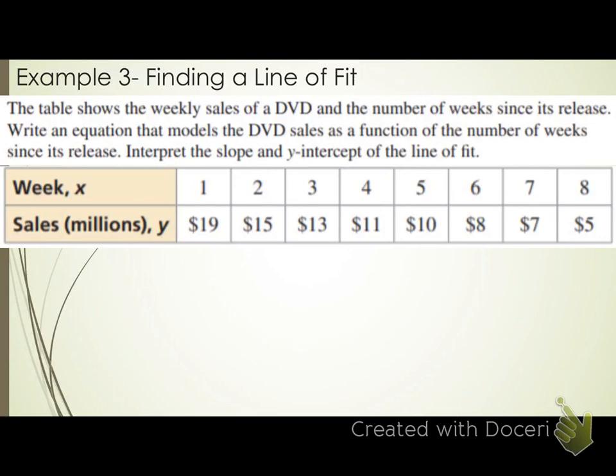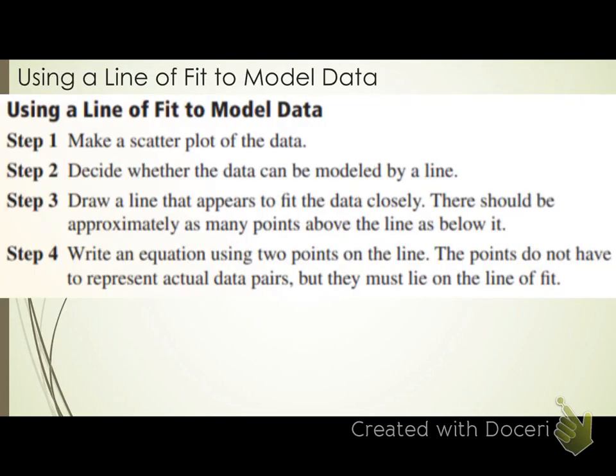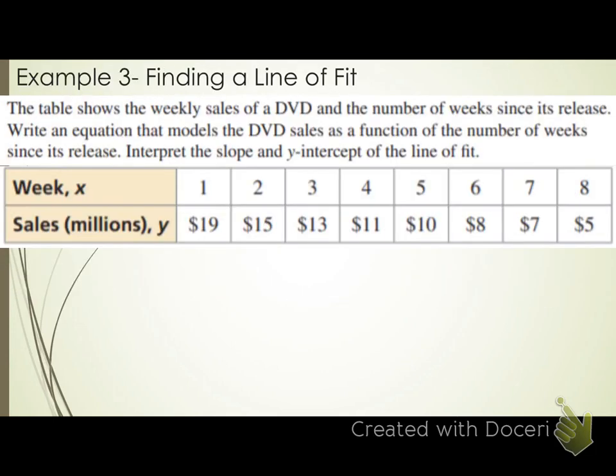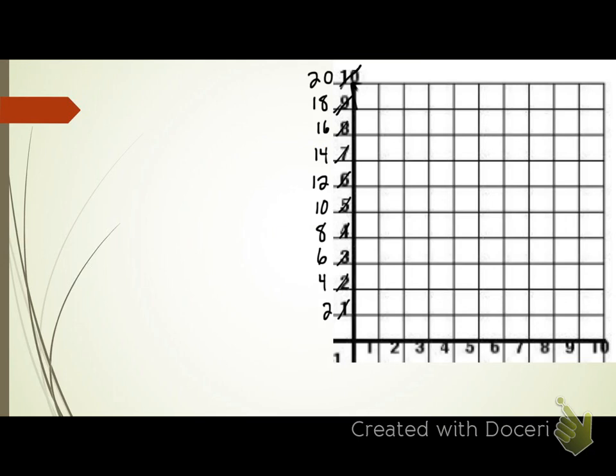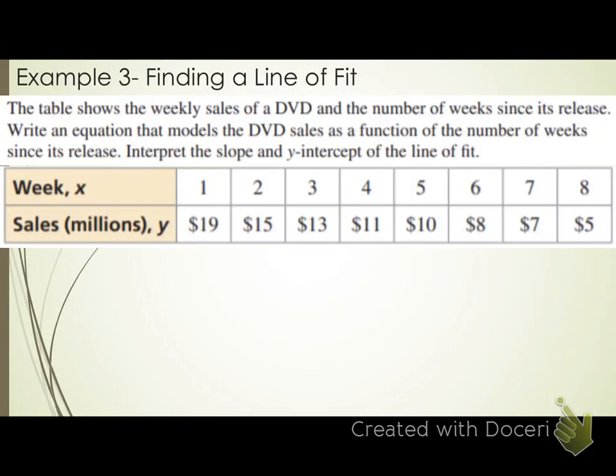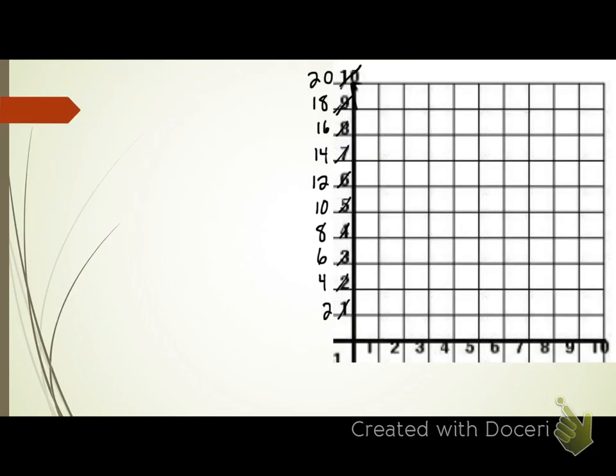Okay? So, what does step 1 tell us to do? Make a scatter plot of the data. So, I've got to go and graph all my ordered pairs and make my scatter plot. Okay? So, I've got my graph right here. I had to change my Y-axis, change the values up, because it was too small originally for my data set. So, I went up by 2s instead of 1s. First ordered pair, 1, 19. So, I'm going to go right 1, up 19.